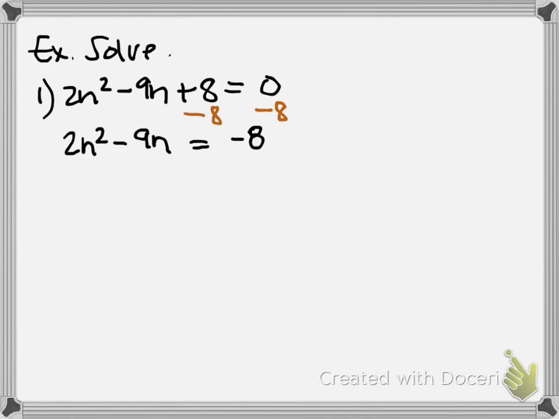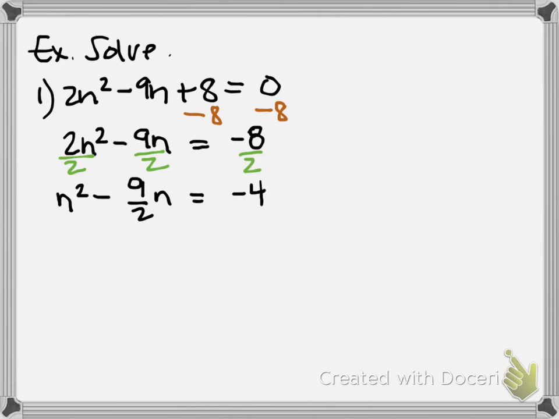Next, I need to make sure that my quadratic coefficient is equal to 1. In this case, it equals 2. So we said what we're going to do is divide everything by that quadratic coefficient. So I get n squared, creating the fraction 9 halves n equals negative 4.